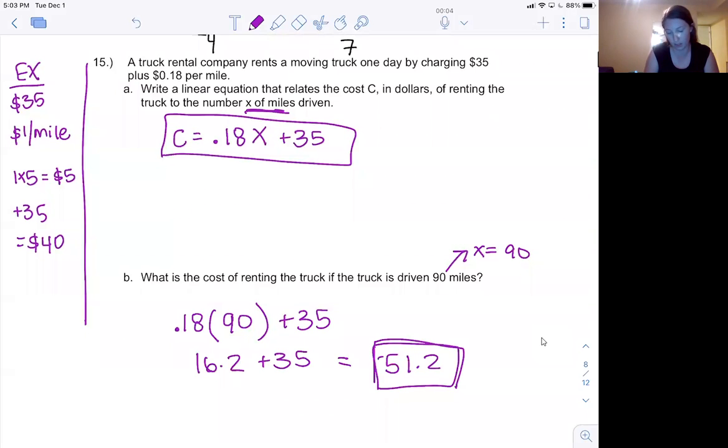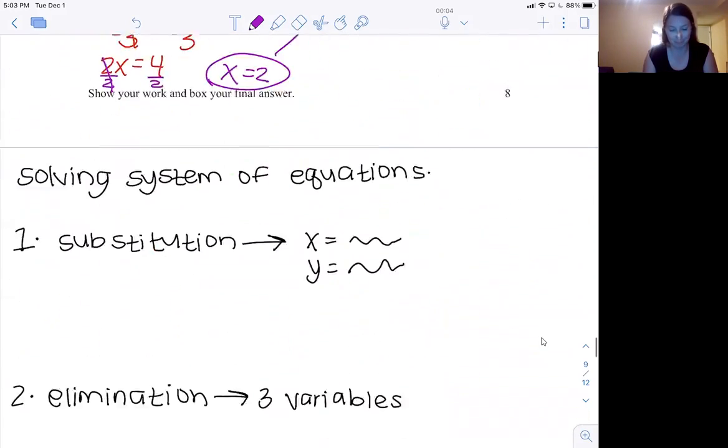So that's going to be the cost of it. Not too bad. So just read them because you got it. Okay, last problem.